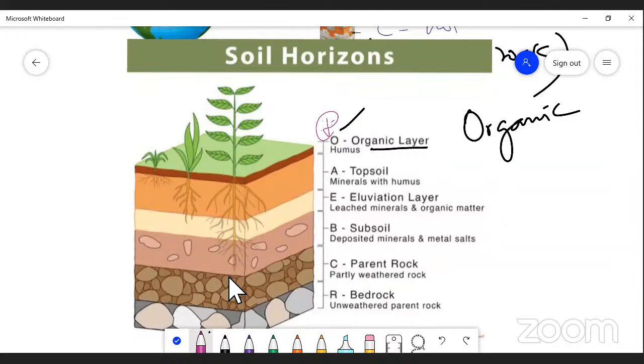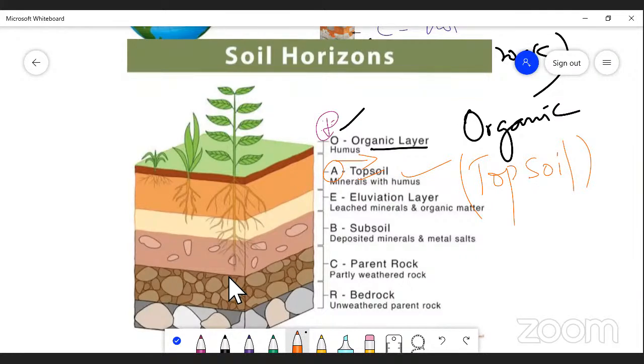Then followed by the second layer, that is the topsoil or A horizon. Actually, the A horizon is the second layer of the soil profile that consists of a rich amount of minerals and a rich amount of humus. It is also known as topsoil. If a question asks which of the following is known as topsoil, you just have to answer A horizon. The A horizon is the second layer of the soil profile that consists of a higher amount of minerals and humus, right? So that is the second layer.